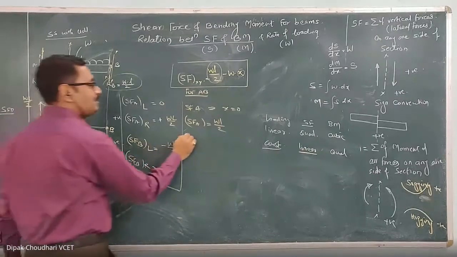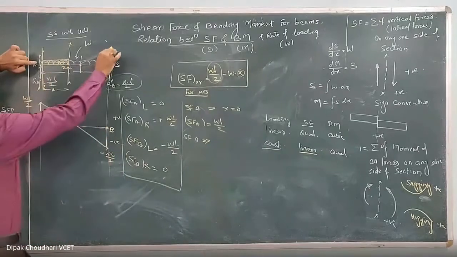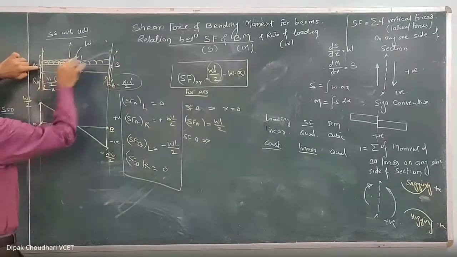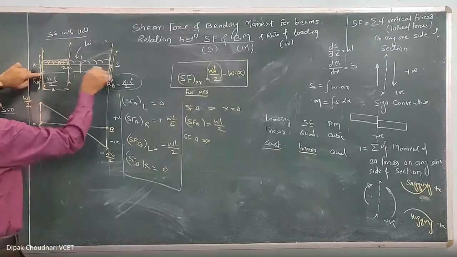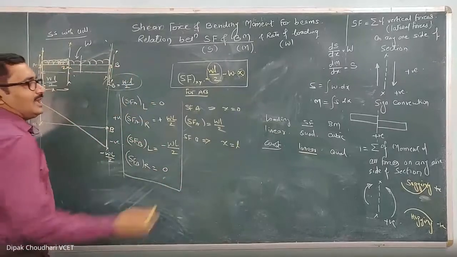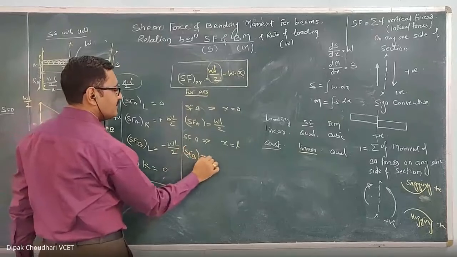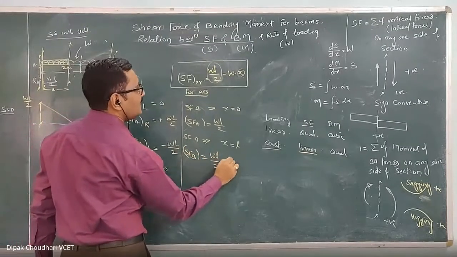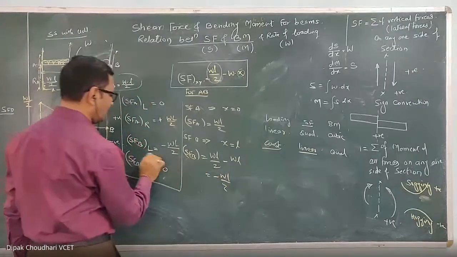Then at point B, shear force at point B. Now when I have to calculate the shear force at point B, I have to consider the section here. Means in that case, what will be the value of X? X equal to L. So at point B, X equal to L. If I substitute X equal to L, the shear force at point B I will get, which is equal to WL by 2 minus WL, which is equal to minus WL by 2. This is the shear force at point B.